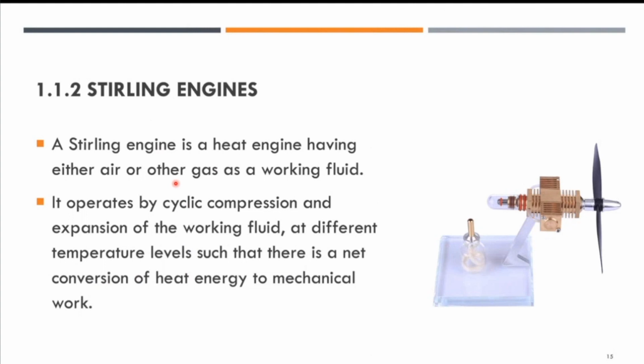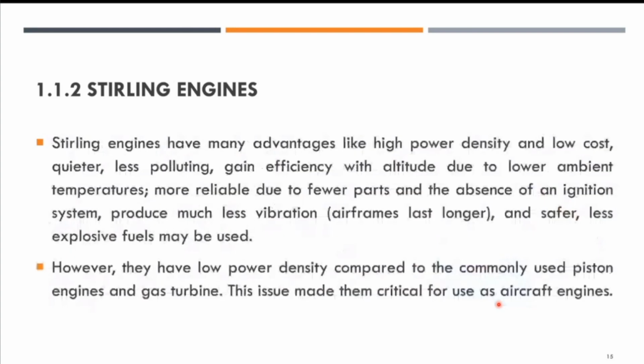The next one is the Stirling engine. A Stirling engine is a heat engine having either air or another gas as a working fluid. It operates by cyclic compression and expansion of the working fluid at different temperature levels, such that there is a net conversion of heat energy to mechanical output. So you have a fuel there, and heat energy that is transferred to mechanical energy to turn the propeller, right?